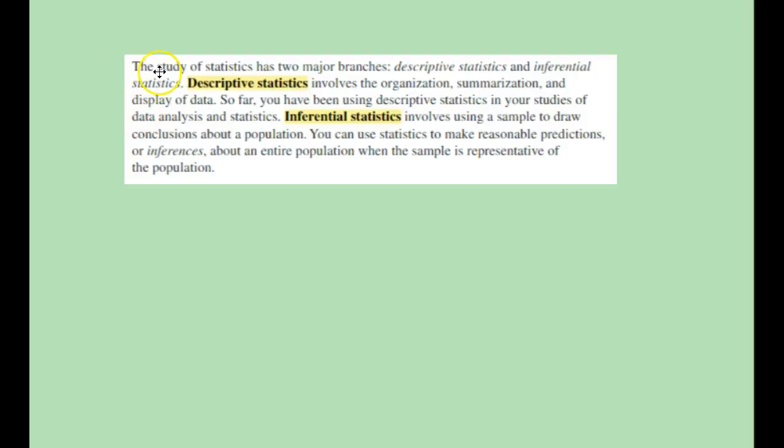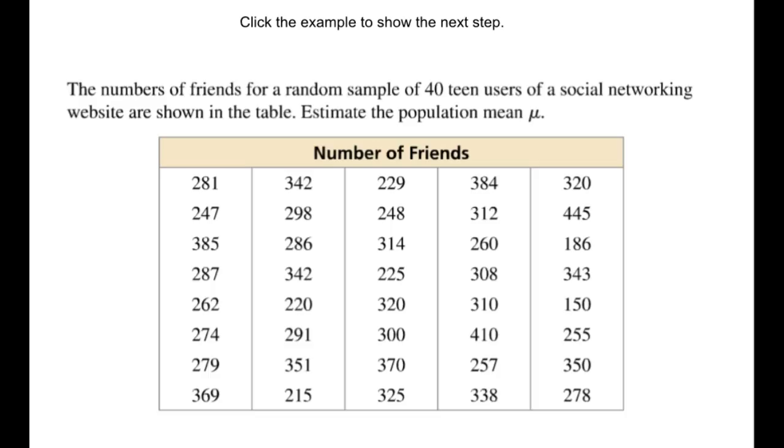So when we're dealing with statistics, we have two major branches. We have descriptive statistics and inferential statistics. We've really been dealing with descriptive statistics so far. That's where we organize, summarize, and display our data. So we're also going to be looking at some inferential statistics where I take a sample to draw some conclusions about a population. So I can use these statistics to make reasonable predictions or inferences, right? Because I'm not telling everything about the population. I'm using my sample to get some ideas about it. So that's my inferential statistics.